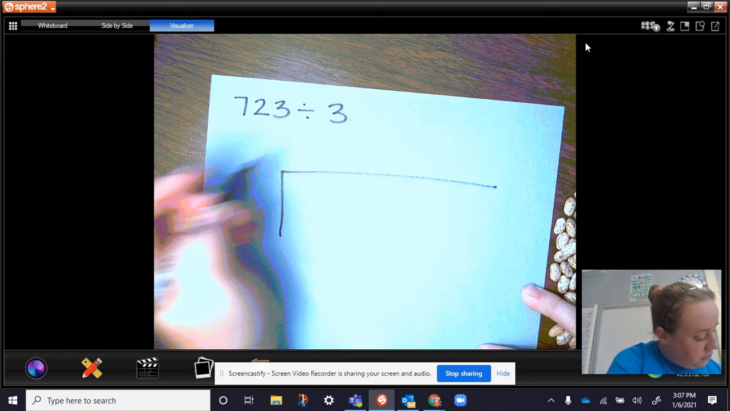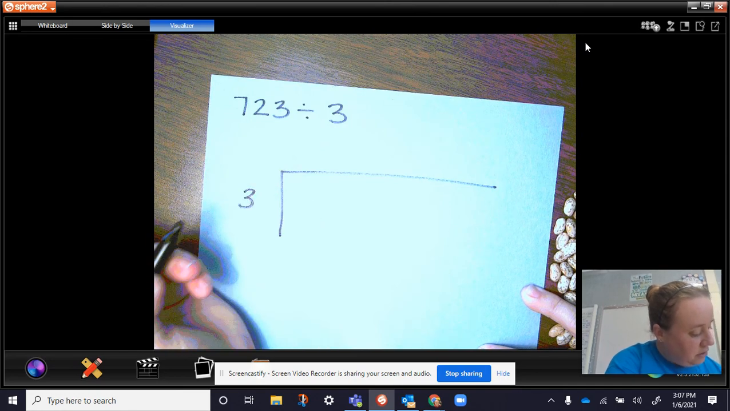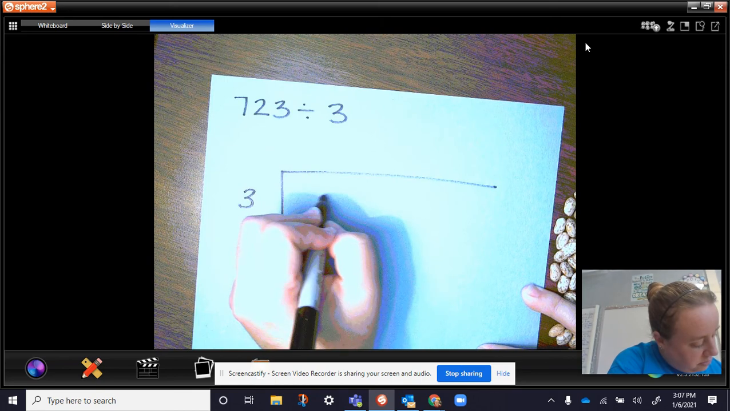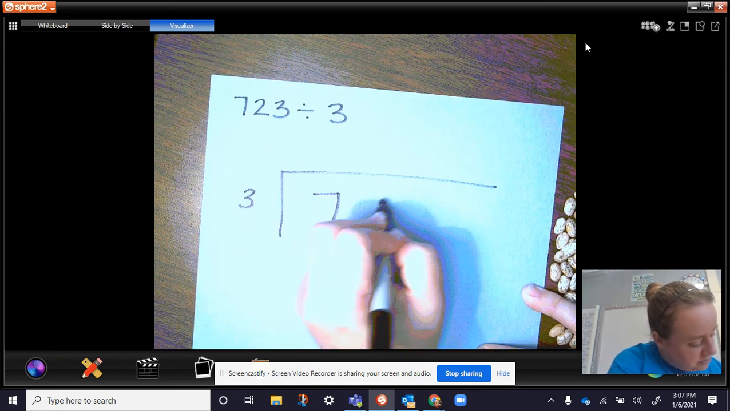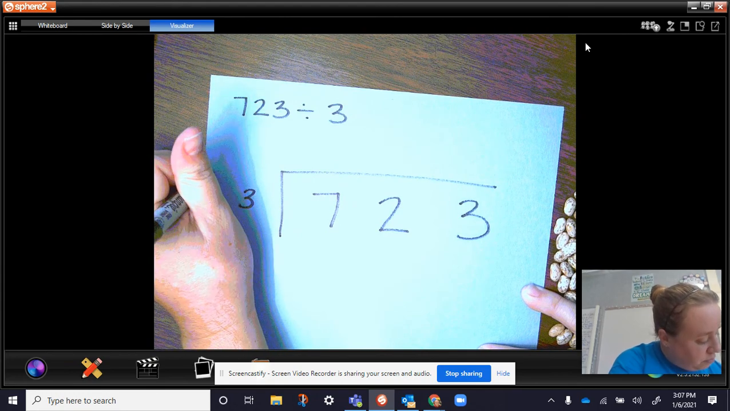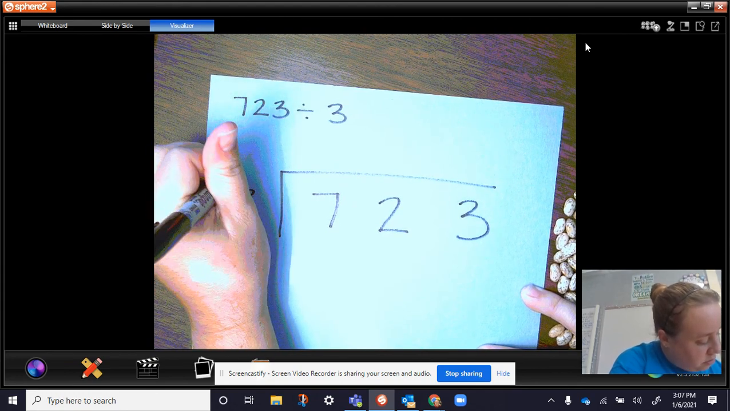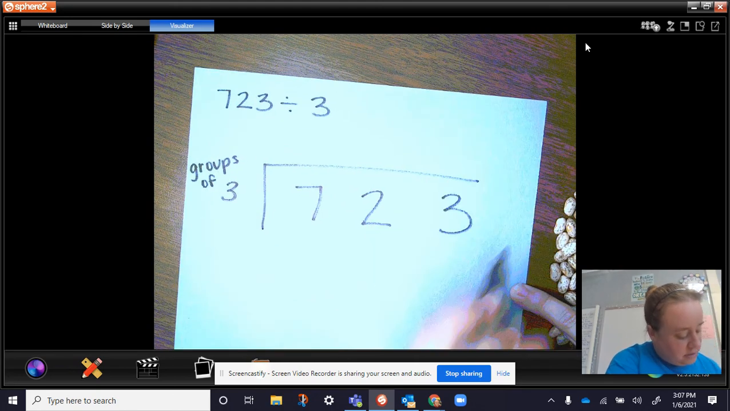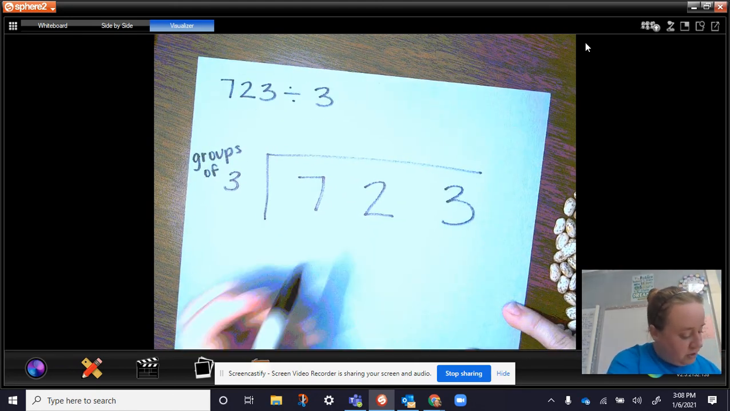My 3, my smaller number, is going to go on the outside. My 723, that's my total, I'm going to write it big on the inside. And next to my 3, I'm going to put groups of, and this is how I'm going to build my box.